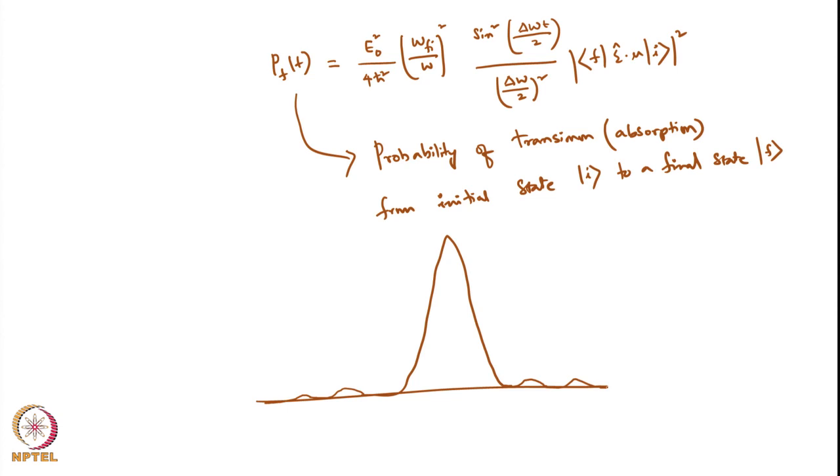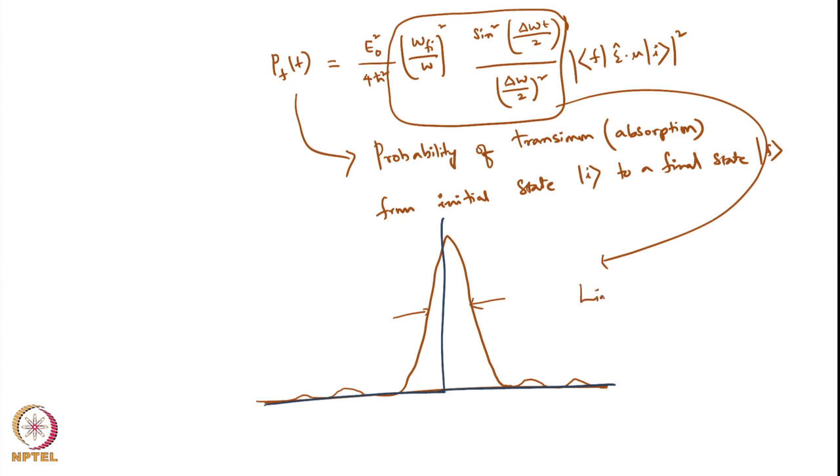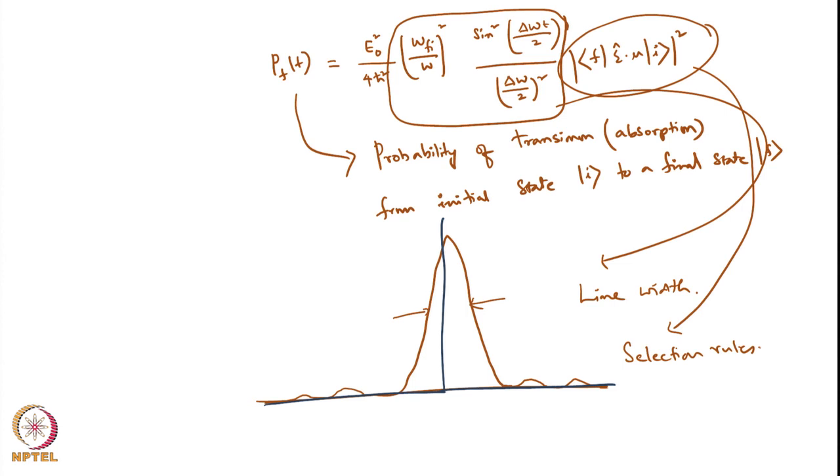Something like that. Now, one interesting fact is that this has got a width. And this width has some important consequence. We will go to the line widths and then we will discuss this. The line width comes from this function. And this function will tell us selection rules. And this will effectively tell you intensity.